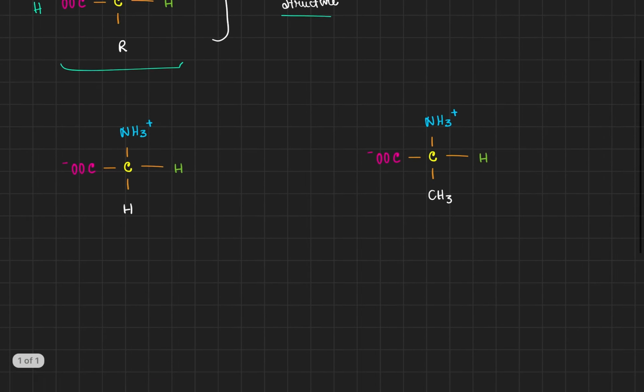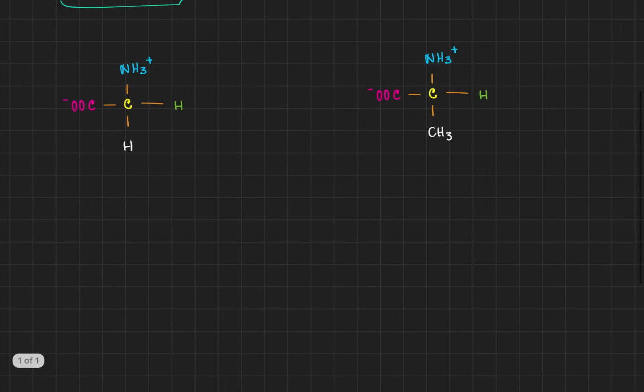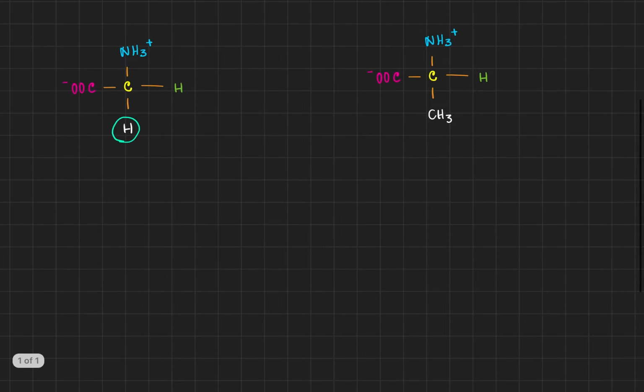So here is the R, as you can see I have written an R. I'll substitute this R with different groups to show you how we can remember and form different amino acids. First of all, I'll come over here. As you can see, I have substituted the group R with H. This is known as glycine, the simplest amino acid that exists on planet Earth.